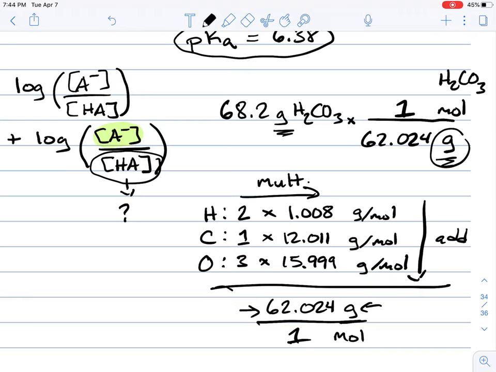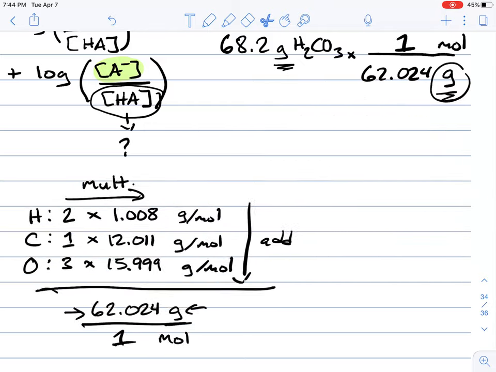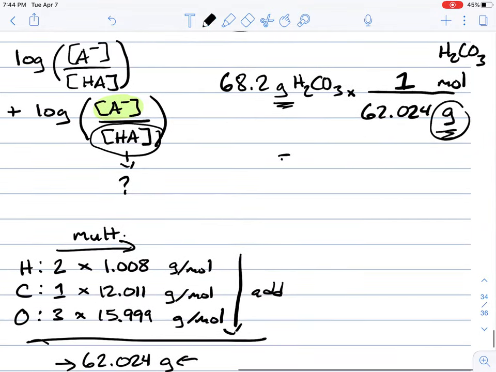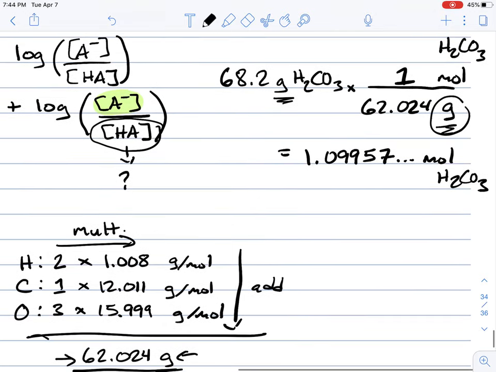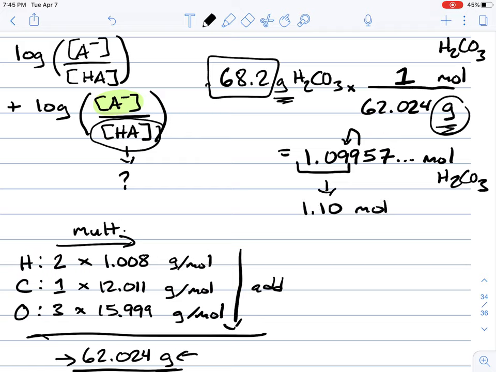that is going to give me, not a mass, I apologize, 1.09957, and then there's a whole bunch of numbers. This is moles of carbonic acid. Since I need to report just 3 sig figs, I'm going to report the first 3 sig figs that I see here and round the 9 up. So that's going to give me 1.10 moles of carbonic acid.